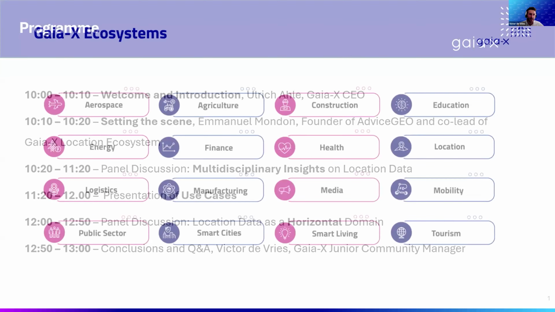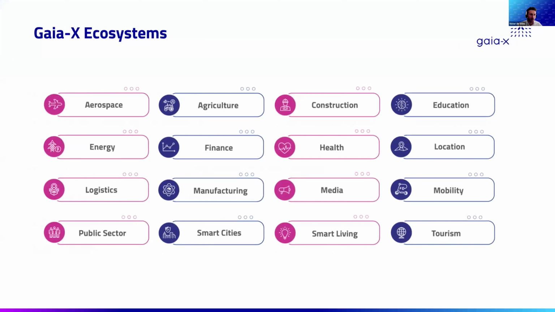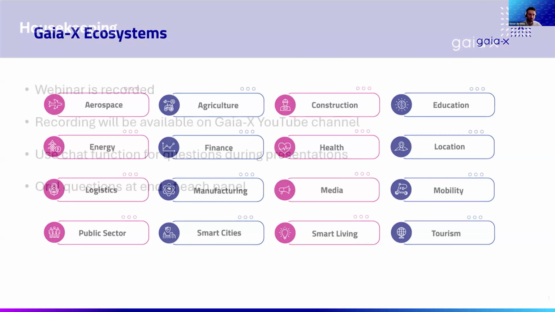So just as a wider context, location ecosystem is one of the 16 ecosystems that Gaia-X has. The location ecosystem has been organizing this webinar together with Gaia-X, as I mentioned, but it is part of a wider set of ecosystems focusing on different domains that Gaia-X has.